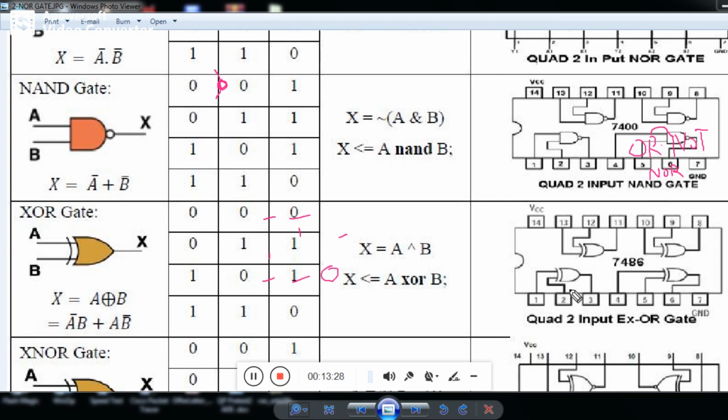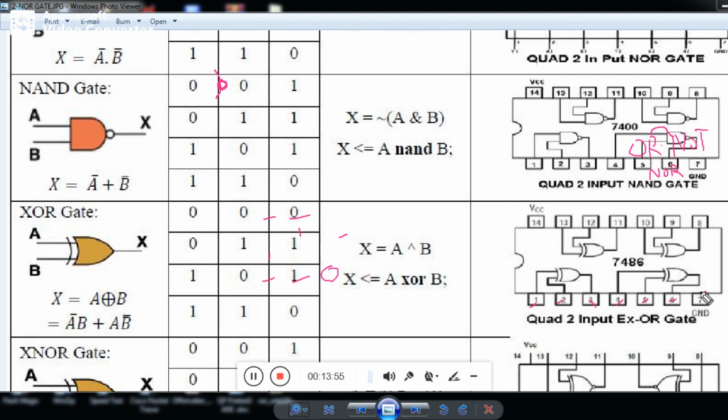See, for example, if you take this IC 7486, we see which is input pin 1 and 2, which is output pin 3. Like that, if you take one more gate, 4 is the input, 5 is the output, input, 6 is the output. Like that only you have to work. You can't change the pin numbers.